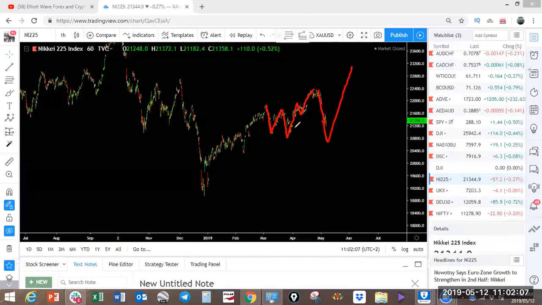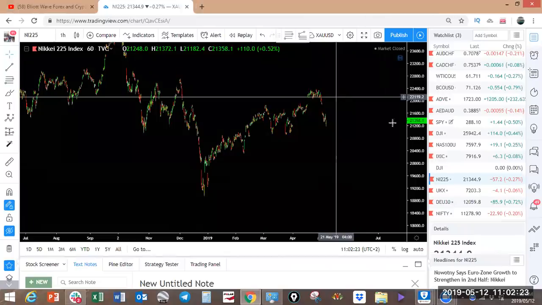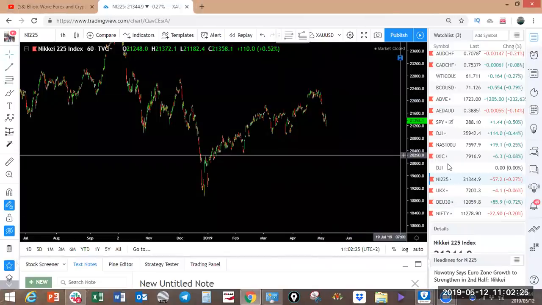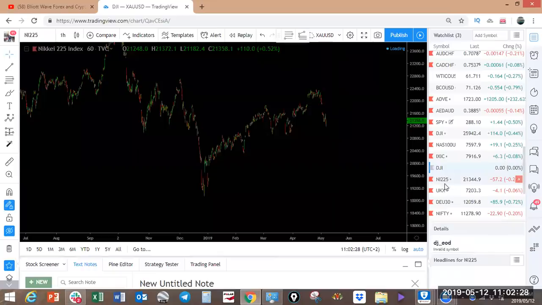So let's see how this one plays out. The others are looking interesting. They're very clear, but this one still needs to play out because we cannot really see if this is part of this or if this is the single pullback on its own. So let's give it more time to play out. We'll watch this one. That is the Nikkei, and we already looked at the Dow.